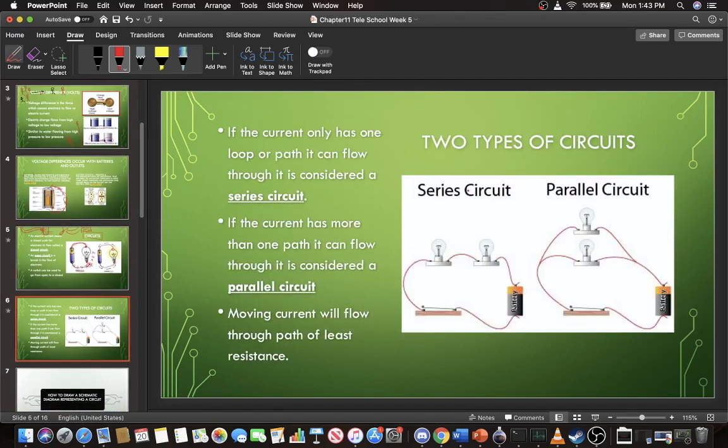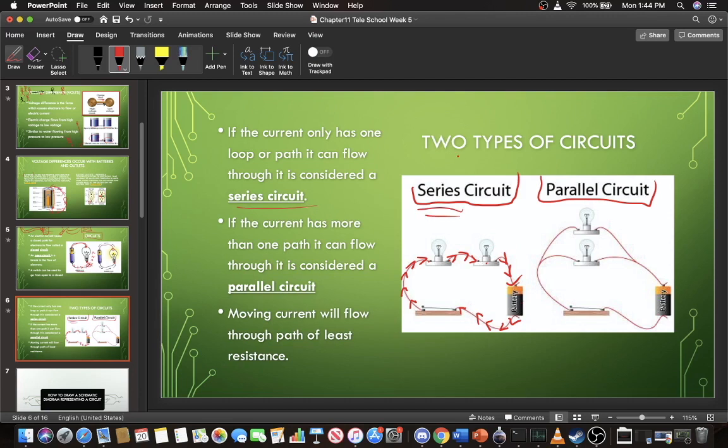So we have two different types of circuits: a series circuit and a parallel circuit. If a current only has one loop or path it can flow through, it is considered a series circuit. So we have a battery here, that's the negative end, and all those electrons flow through, going from this one to this one, all the way back to this one. Since it is a single attached line going from our battery to these two light bulbs, we call that a series circuit.